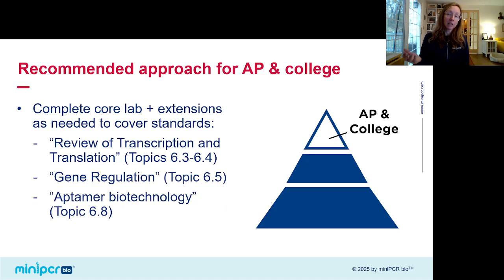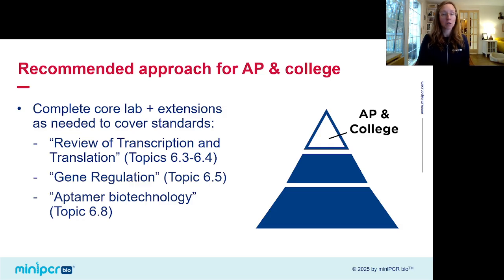If you're teaching AP biology, advanced biology, or college level biology, you would pick and choose the extensions that are needed to cover your specific learning objectives and standards. So you'd complete the core lab and then mix and match the extensions depending on exactly where you need coverage. On the slide here, we've taken, for example, the AP Bio topics.